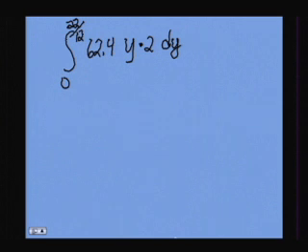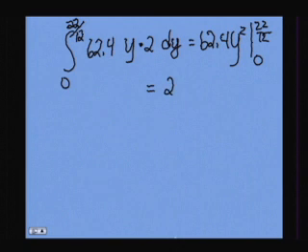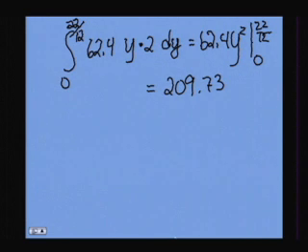And so what we get when we integrate this is 62.4 y squared evaluated from 0 to 22 twelfths. And when we plug that in and work it out, we get an answer of 209.73 pounds. So that's our part A.